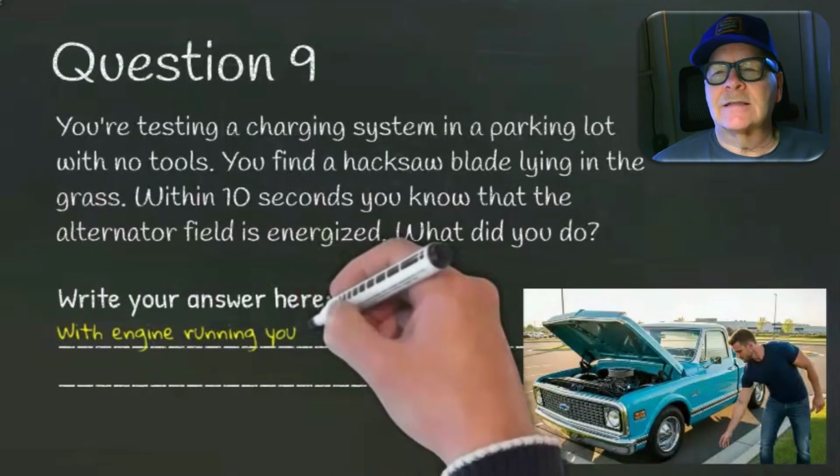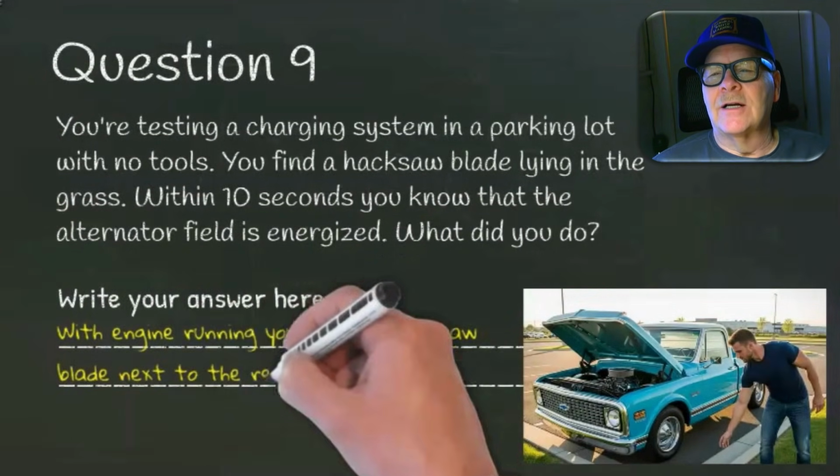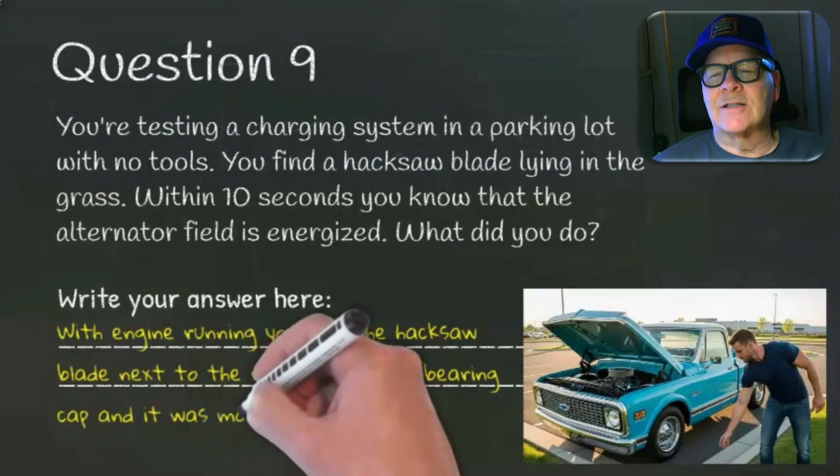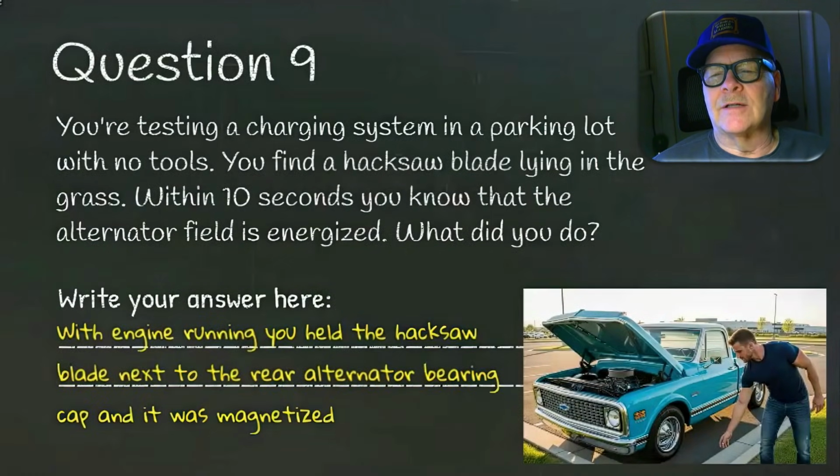So, testing a charging system, what you did was you held the hacksaw blade, with the engine running, next to the rear alternator bearing cap, and you found out whether it was magnetized. If the field is energized, that tells you the alternator is trying to put out, and you've got a problem somewhere else. Okay, so that's it.